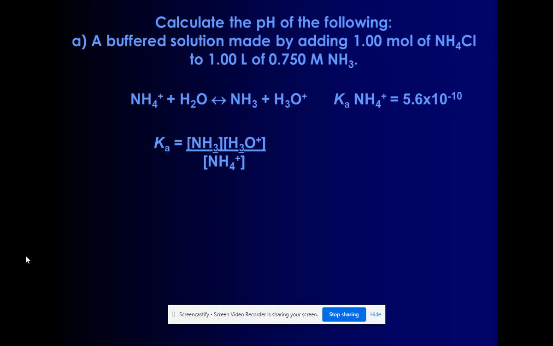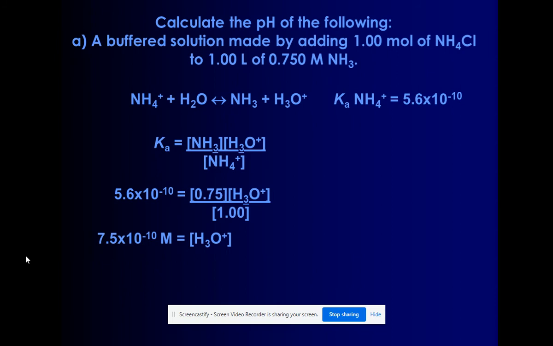And we have a liter of solution. So our concentration of ammonium is 1. Our concentration of ammonia is 0.75. And our Ka value is the 5.6 times 10 to the negative 10th. So I substitute in what I know, and I math it out to find hydrogen's concentration, which I got to be 7.5 times 10 to the negative 10th. I then can take the negative log of that value to get the pH. There were 2 sig figs in the concentration, so I need 2 decimal places in my pH, 9.12.